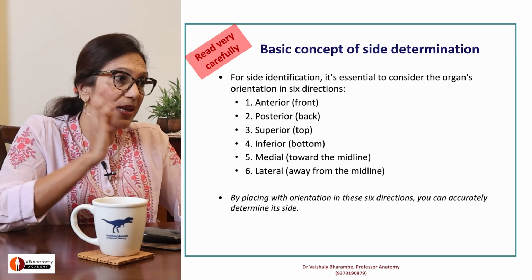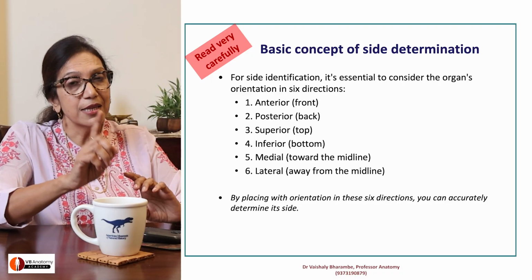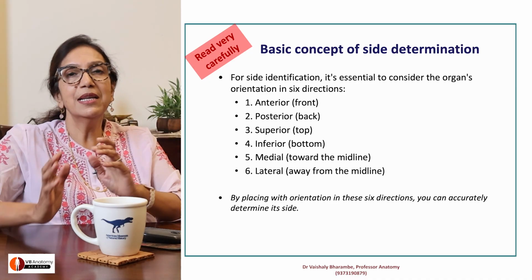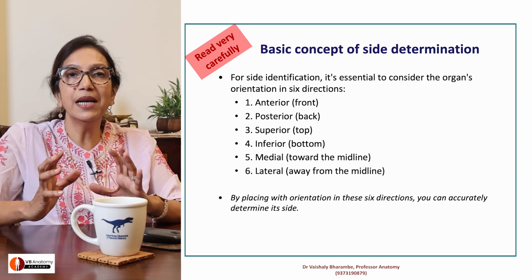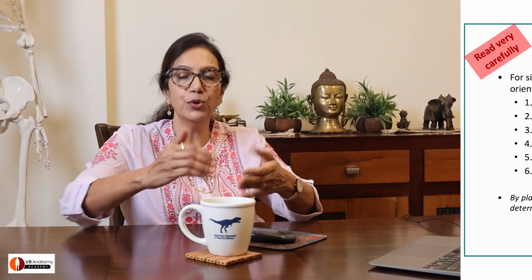Now, I have some very important information, a trick for you. Read this carefully. Please pause here in this video and listen to me carefully. Remember, any part can be side identified from 3 dimensions: anterior, posterior. For example, you have a cup here. So this is anterior, this is posterior. This surface is, in this case, medial, and this ear is lateral. Then this top is superior and this base is inferior.